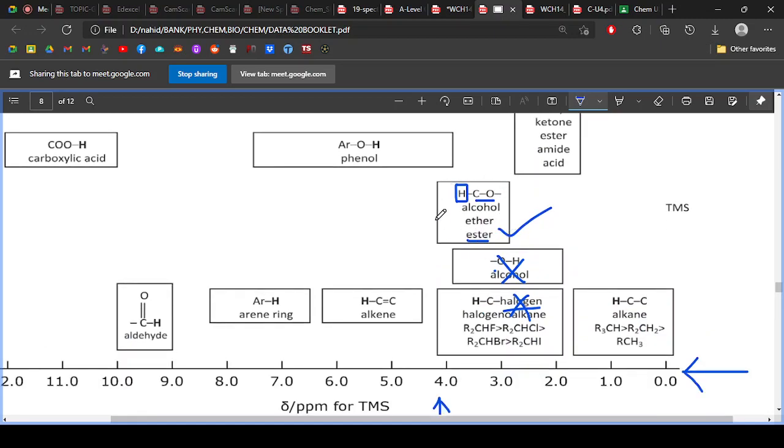So in this table, again, what does this actually mean? Specifically, they're talking about a hydrogen which is joined with a carbon, and that carbon has an oxygen on it. That is what we're dealing with here.